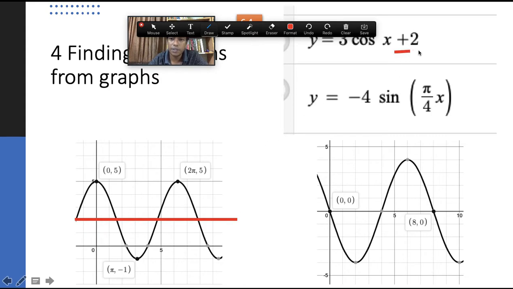In that case, this is 2. For this 2, our graph went from the origin. From this x-axis, the graph moved 2 units up. So this is how we know that if we have this extra number, it can happen. Or from the graph, how do we know?